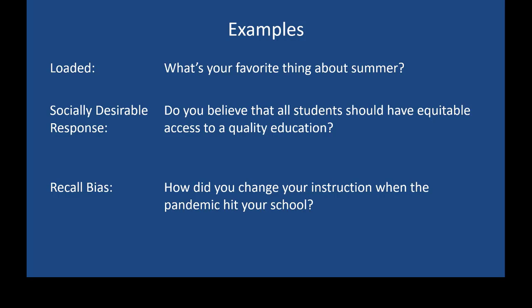Socially desirable response. So do you believe that all students should have equitable access to a quality education? If you ask this to a bunch of people, we know that people don't actually think this universally, based on their behavior. But if you ask a bunch of people this, almost everybody is going to say yes. And so what that means is that this is an example of bias. The answers you've got are different. They're much more biased towards equitable access than the truth.